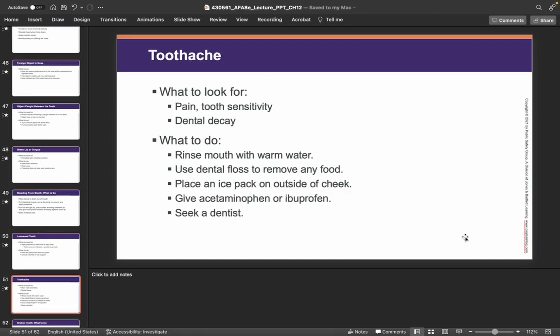Toothache. Things to look for: pain. The tooth's going to be super sensitive, especially to different temperatures. You may be able to see decay around the tooth. Cavities and stuff, that's usually what leads to these toothaches. Have the person rinse their mouth out with warm water. If there are objects in between the teeth causing it, you can use floss to try and get them out. You can use an ice pack on the outside of the person's mouth, and then give some pain medication, acetaminophen, ibuprofen, those kinds of things. And then, of course, seek a dentist if it's real bad.